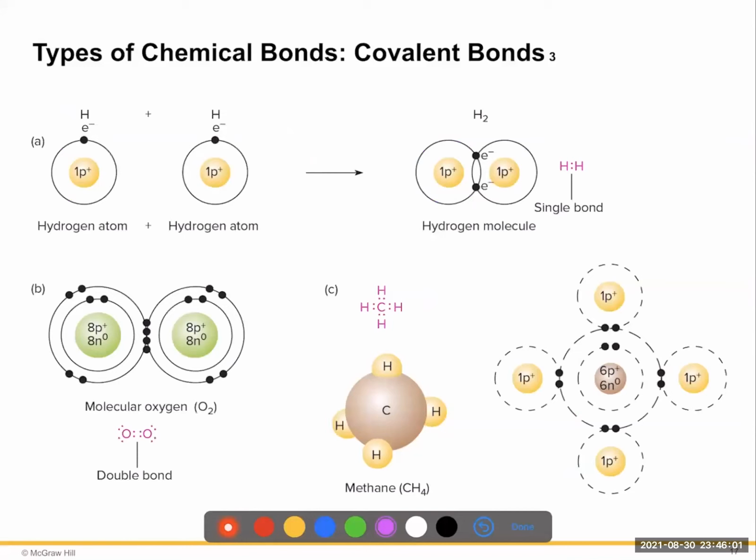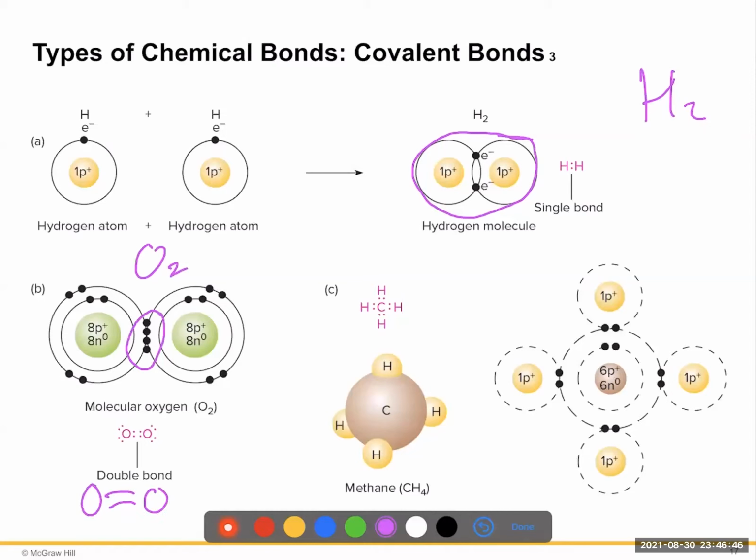Hydrogen forms H2, where they each share 1 electron between the two. It takes 2 electrons to make up a bond: 2 electrons make a single bond, 4 make a double bond, 6 make a triple bond. So there are 2 electrons in each bond. Over here we have oxygen, O2, with 4 electrons between them. That is a double bond, written as oxygen double bonded to oxygen.